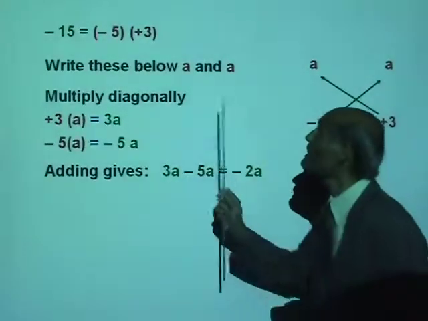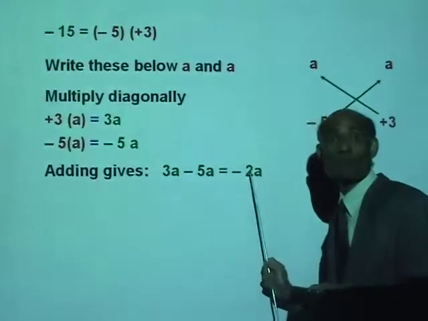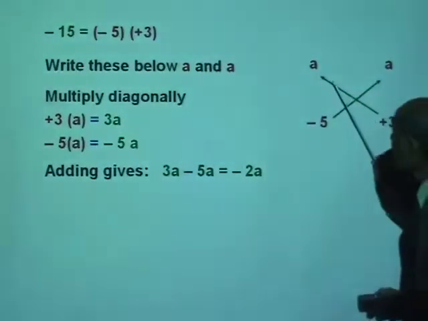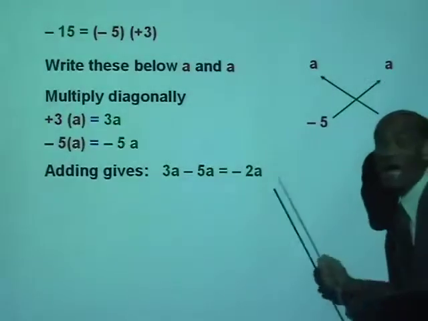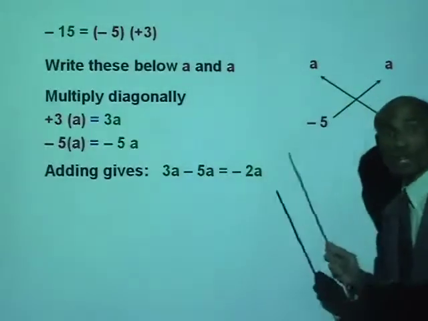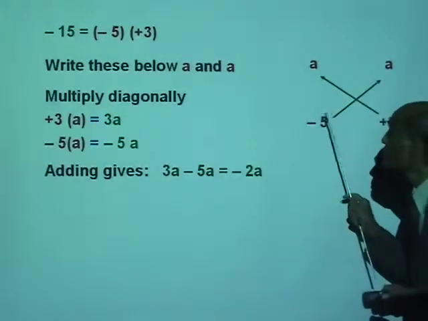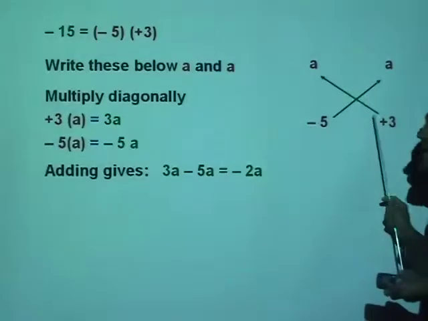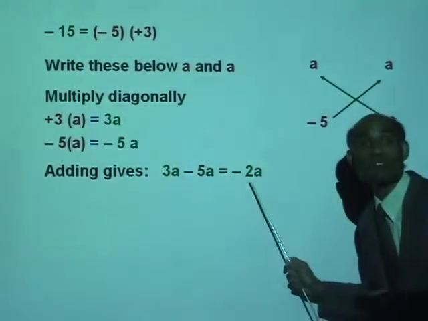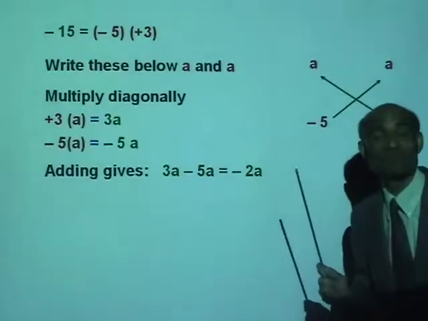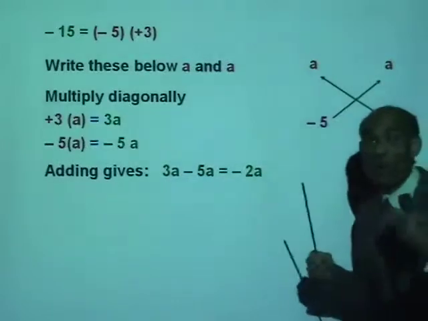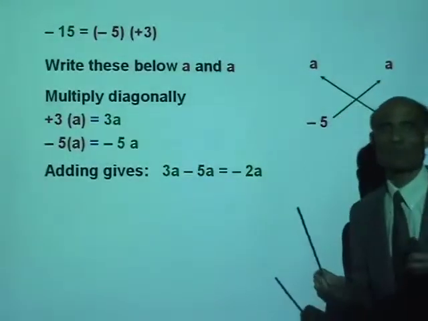There we have the middle term. This is the middle term of our trinomial. So multiplying diagonally and adding must give you the middle term. On the other hand, if you had used positive 5 and negative 3, you will not get the negative 2a by adding them. You see that? So use this kind of diagram always to test your factoring.